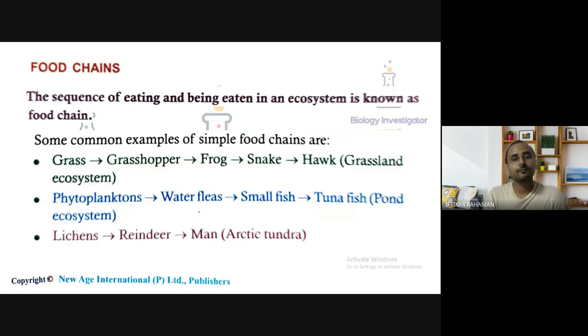So next thing, food chain. Food chain is another important thing. Just as I have told you, food is very, very crucial.